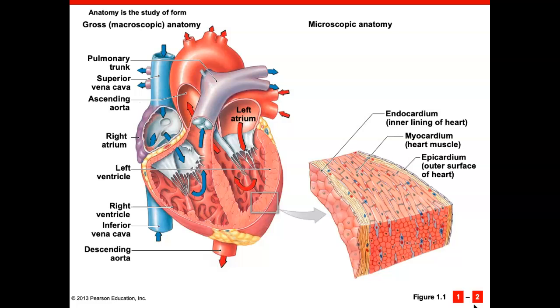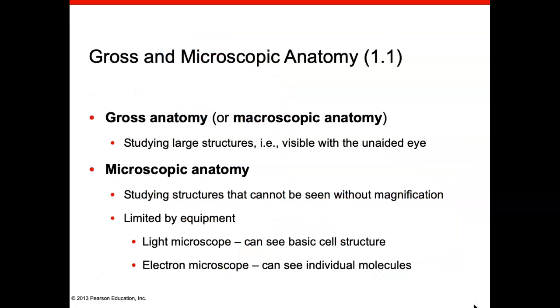There are two types of anatomy. There's gross anatomy, where you see the entire structure with your naked eyes. And there's microscopic anatomy. You would need a microscope to see microscopic anatomy.